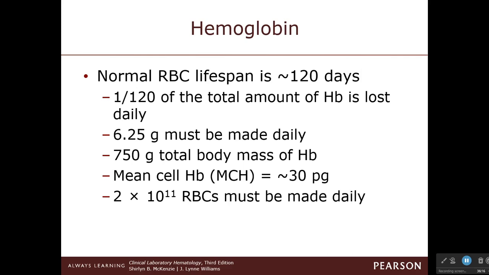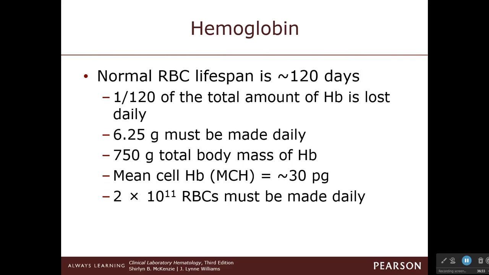Normal RBC lifespan is 120 days. We've talked about that. So basically 1/120th, which would be about 1%, of the total amount of hemoglobin is lost daily. That's because that's how many red cells we lose daily.